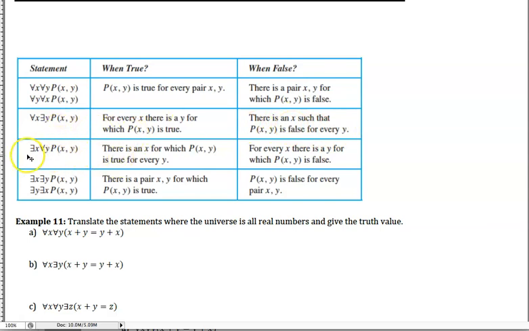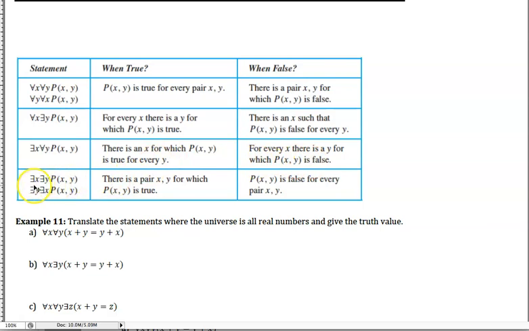All right, now if I put them in the other order with the existential first, this says that there is an x for which P(x,y) is true for every y. Now if I negate it, that says for every y there is an x for which P(x,y) is false.